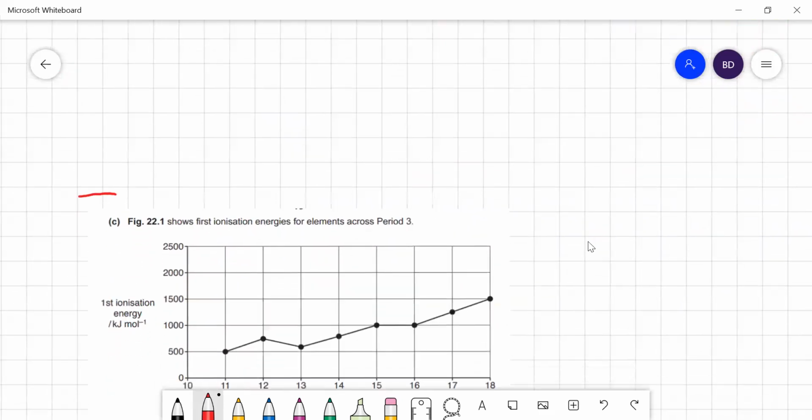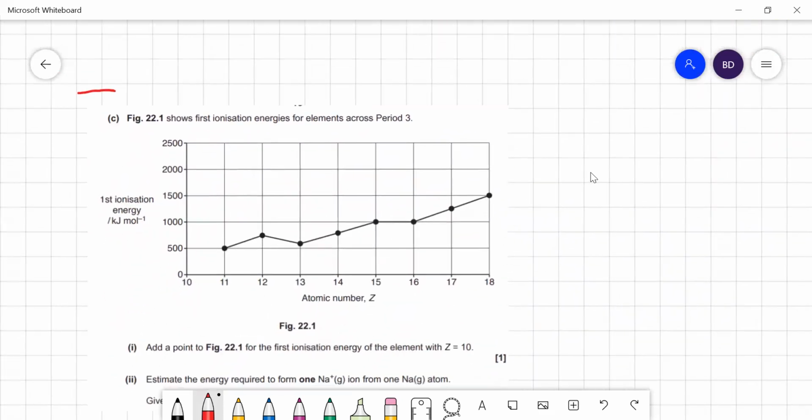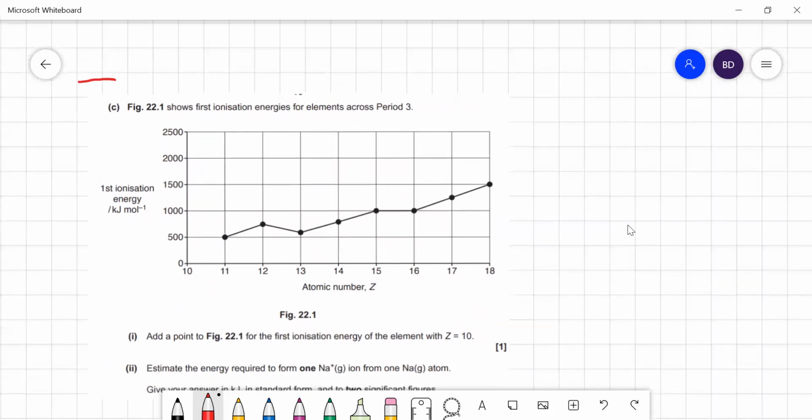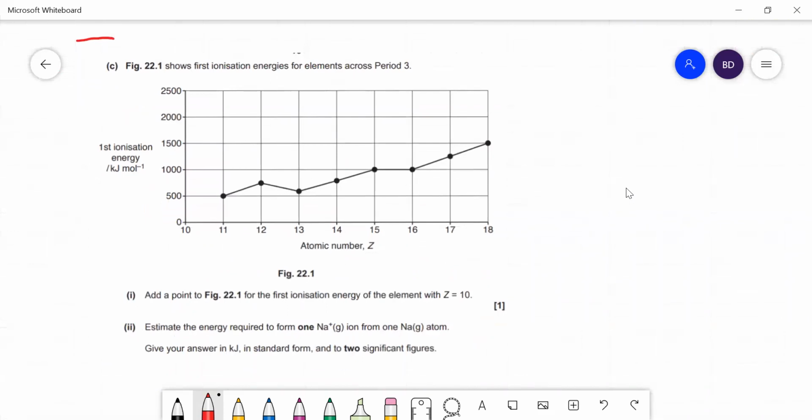Right, figure 1 shows the first ionization energies for the elements across period 3. Add a point for the first ionization energy of the element with Z equal to 10. Well, just to show where we are, this is sodium, okay? And that's magnesium and so on. So the one there, that is one before sodium, is neon.